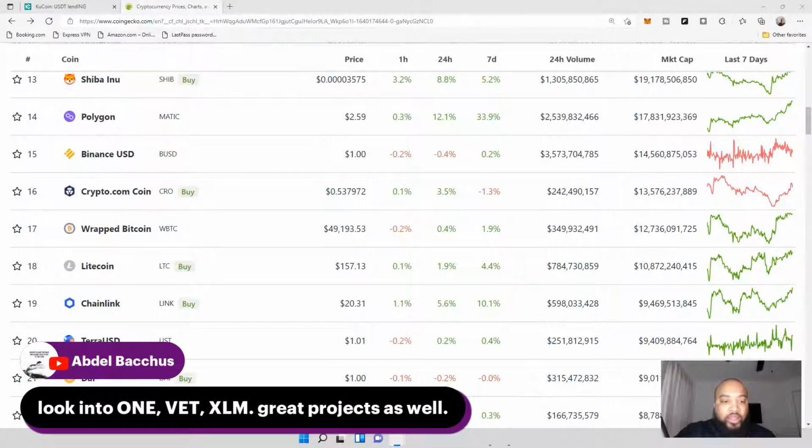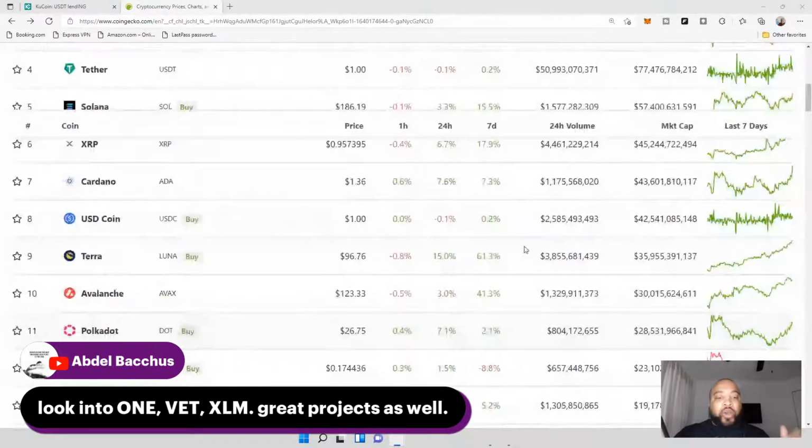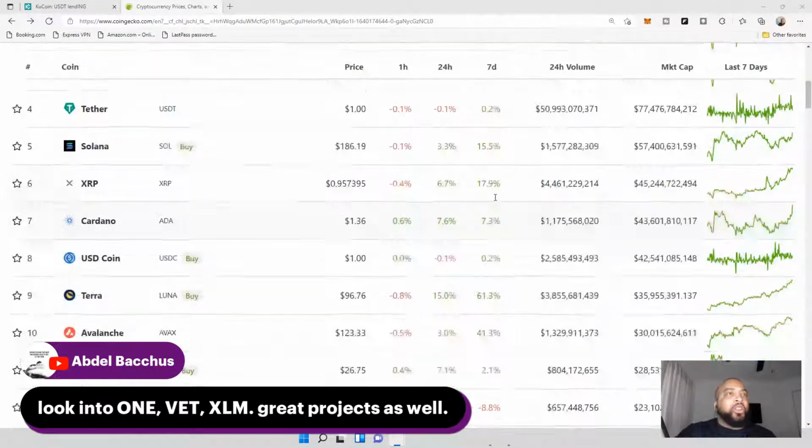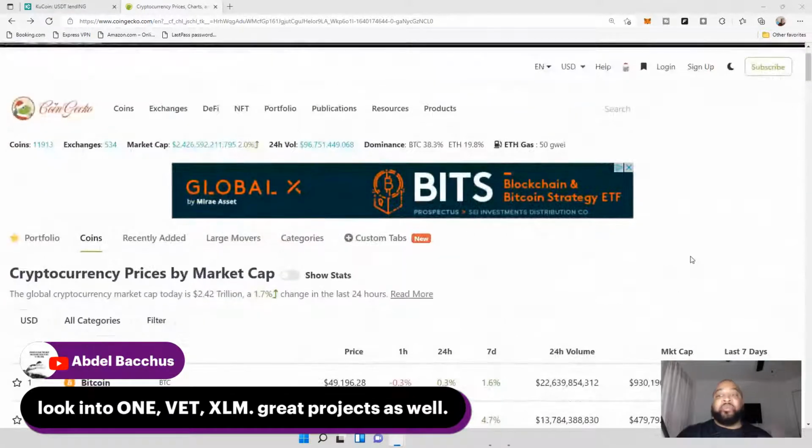So, look into VET and XLM, great projects as well. I agree. I have all of those as well, not a huge amount, but I have all of those as well. So XLM is Stellar Lumen. All right. Now, Stellar Lumen and XRP on a functional level, to me, work the same. Okay. They work the same.